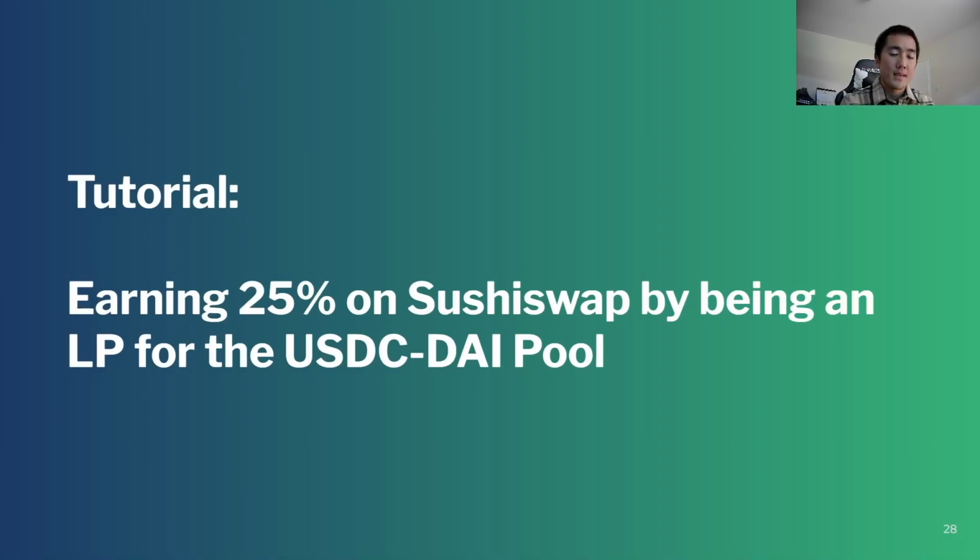Okay, that being said, to simplify things, I'm just going to do a quick tutorial on how to earn 25% yield on Sushiswap by just being an LP for the USDC-DAI pool with only $500. So let's get into it.